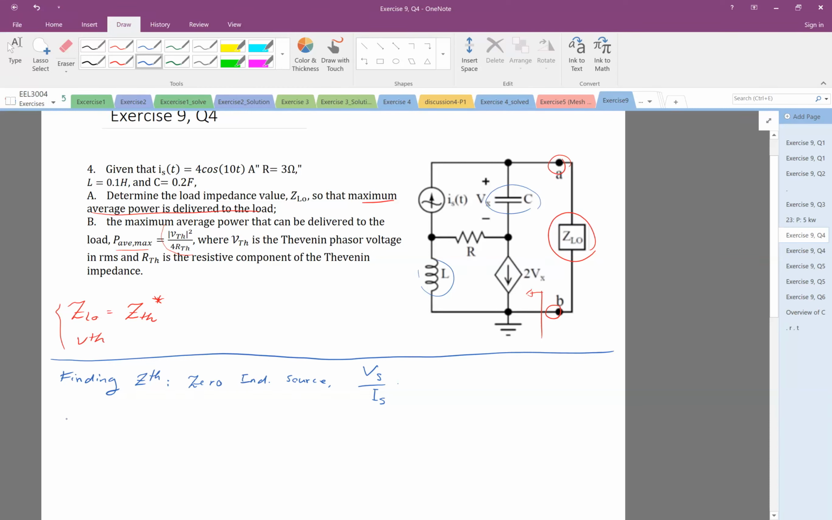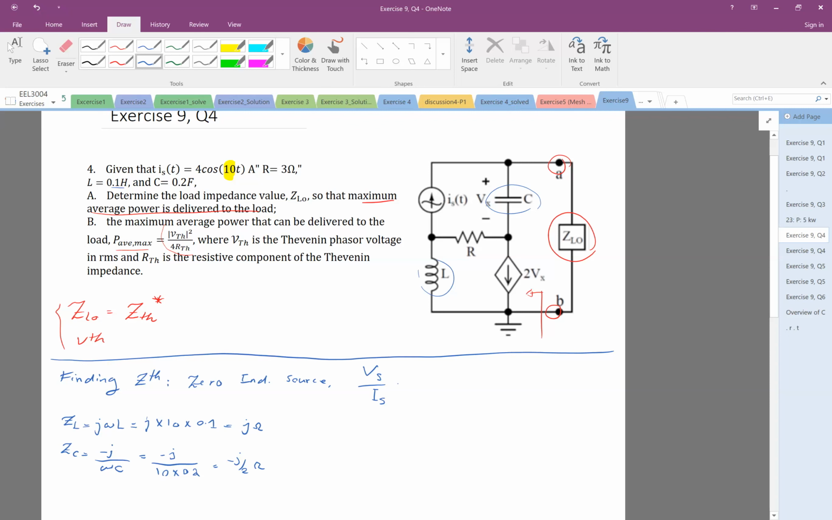So let's look at L. The impedance of L, Z of L, is j omega L, and omega is coming from the source. Omega is 10, so j times 10 times L, which is 0.1. This is j, this is Z of L. Z of C is minus j divided by omega times C. Negative j over omega 10 times C, where C is 0.2 farad, which is negative j over 2 ohm.